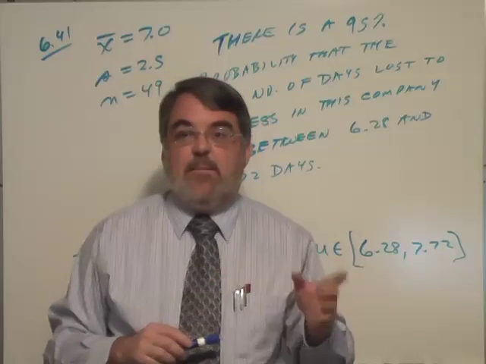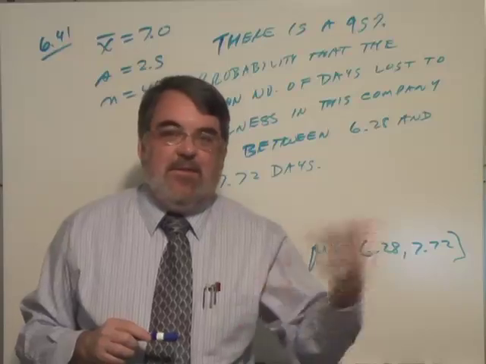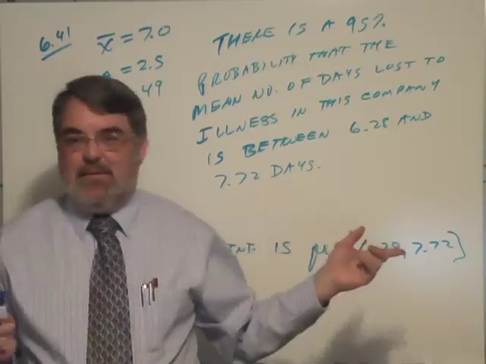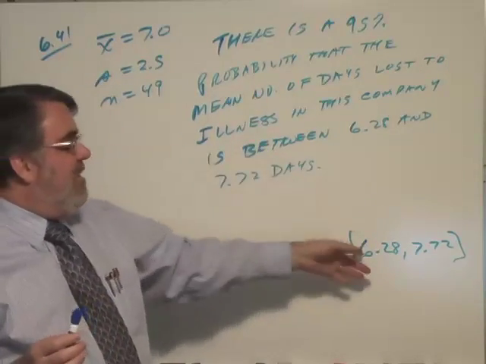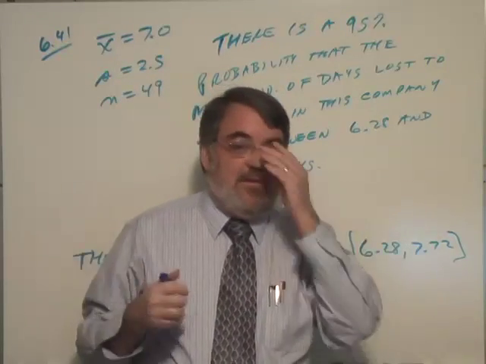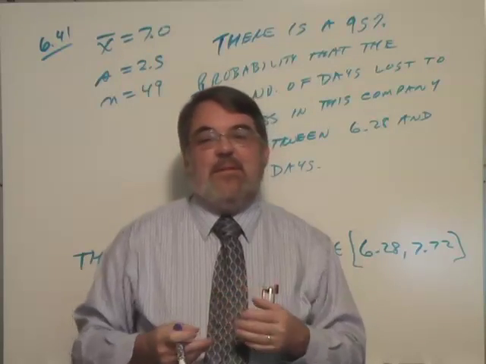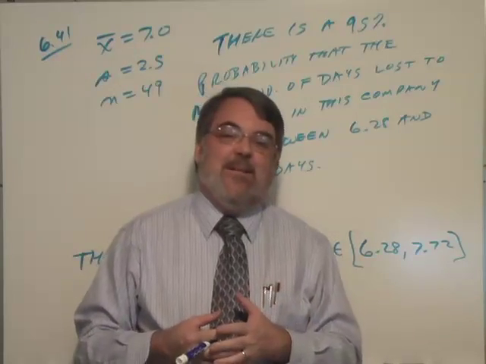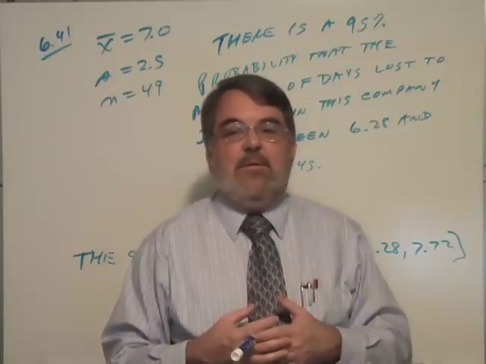There's a 5% probability that I'm wrong. On one side there's a 2.5% probability that it's more than 7.72 days average for the company, and a 2.5% chance that it's less than 6.28 days for the company. So in statistics, there's always a chance for error when you do estimation or hypothesis testing, and we accept that there's a chance that we're wrong, but we can control that amount of error by how we do these things.